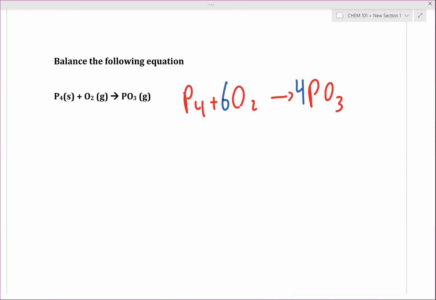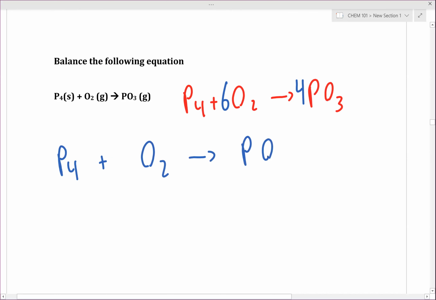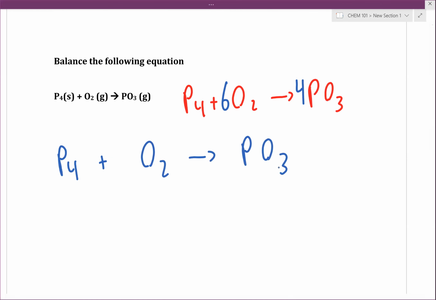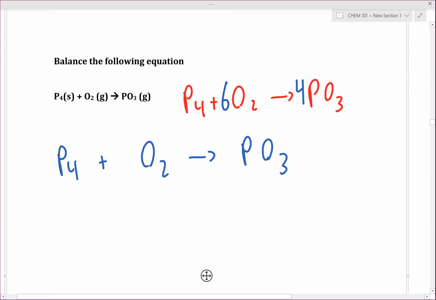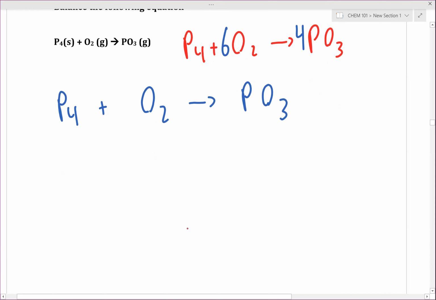Let's show now an alternative approach where we use fractions. So this is the fractional coefficient method. So P4 plus O2 leads to PO3. So instead of guessing whole numbers, instead of having to resort to whole numbers, I'm instead going to guess fractional coefficients. So looking at my total, I have 1 phosphorus and 3 oxygen on the right.